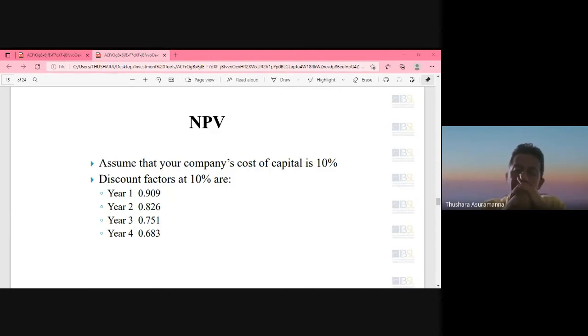So what we need is the net cash flow column. Year 0, 1, 2, 3, 4, 5 is the first column. Then the third column is the net cash flow for each year. For example, in year 0, you don't have any inflow, only outflow.